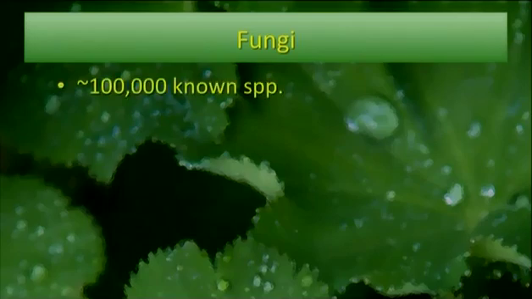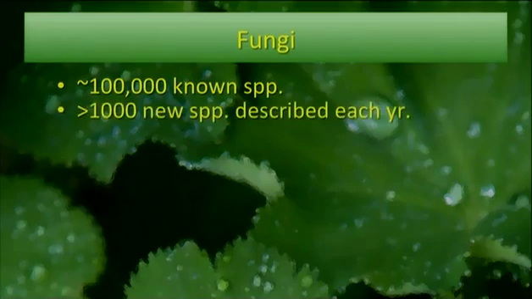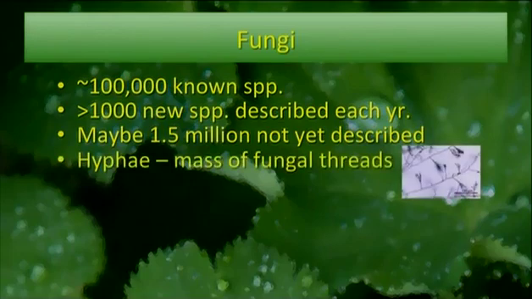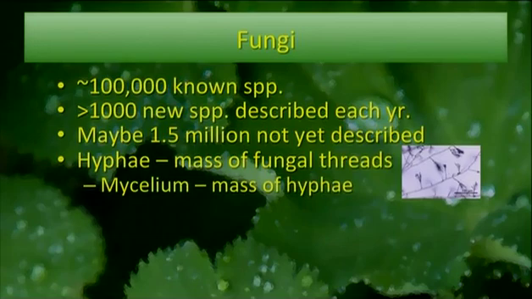There are approximately 100,000 known species of fungi, and there are more than 1,000 new species described every year. There could be more than 1.5 million not yet described. So what are fungi made up of? Hyphae. Hyphae are masses of fungal threads, singular hypha. This mass of fungal threads can form a mycelium.